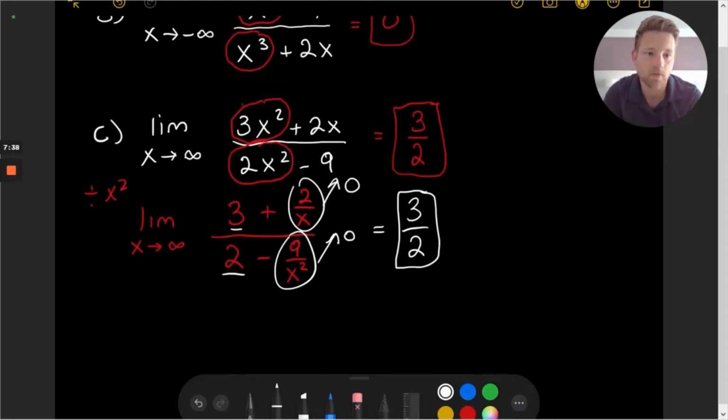I hope this is helpful when taking a look at limits at infinity for at least rational functions. In our next videos, we'll take a look at more limits and introduce some derivative topics.